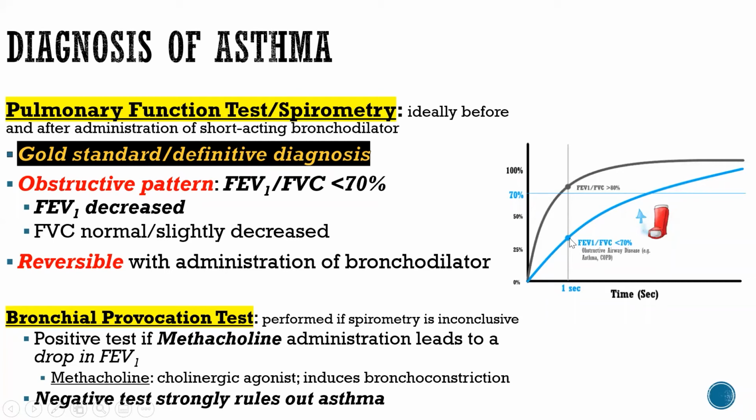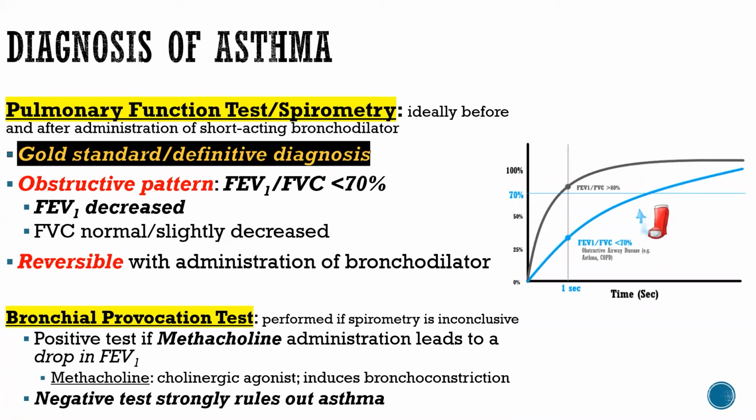first second. And classically, we see that patients with obstructive lung disease will have an FEV1 to FVC ratio of less than 70%. One of the key features in asthma is that this obstructive pattern can be reversed by giving the patient a bronchodilator, something that we do not see in many of the other obstructive diseases like COPD.